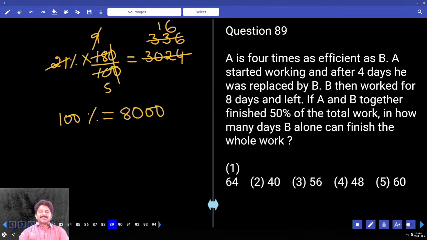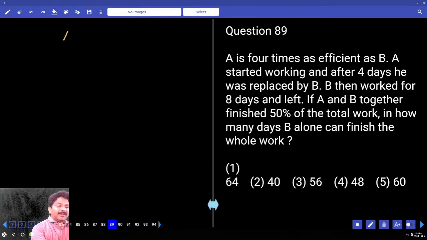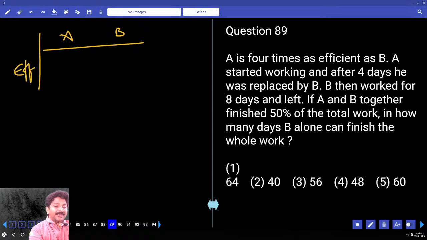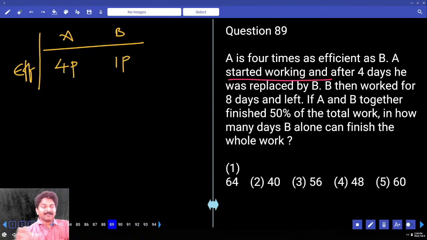A is 4 times as efficient as B. A started the work and after 4 days he was replaced by B. Right. Now they are comparing A and B efficiencies. A's efficiency is 4 times, they said. If B is doing 1 part work, A will do 4 parts. A started working and after 4 days, that means first 4 days who worked? A per day will do 4 parts. First 4 days, A already completed 16 parts.